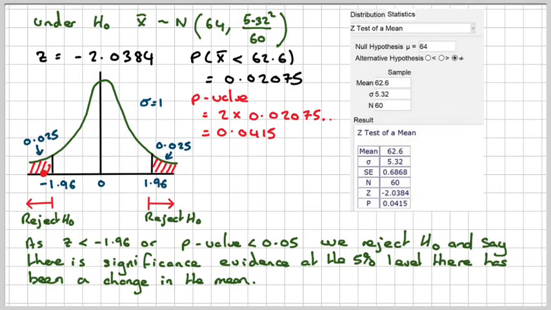So this has been a video to show you how to do a two-tailed test. We've been using the calculator, so I'm sorry for these videos being slightly long. I hope you've understood, and I thank you very much for watching.